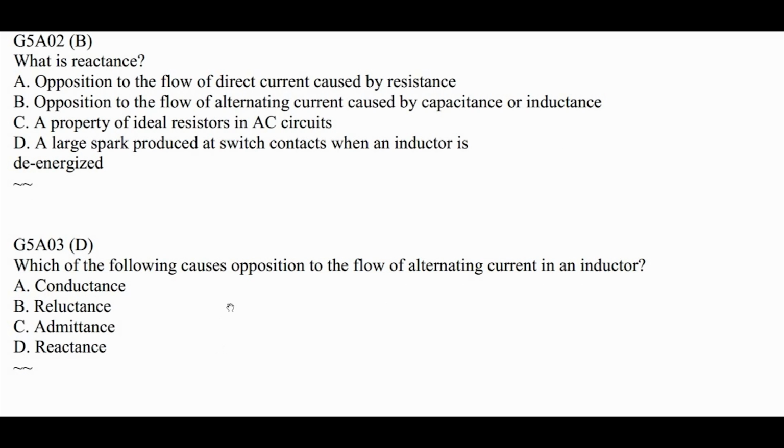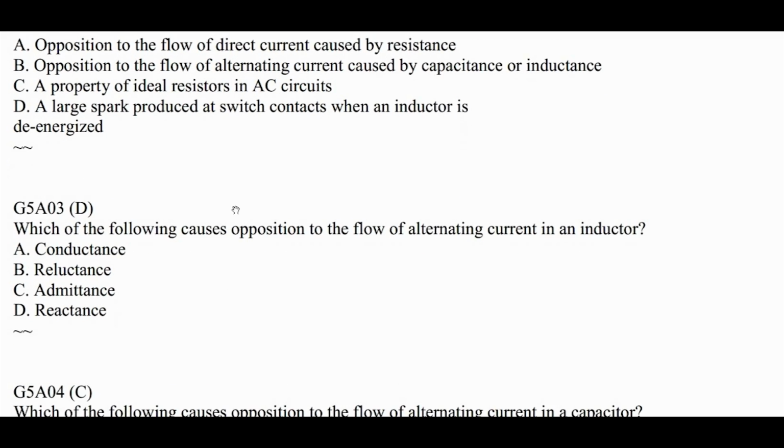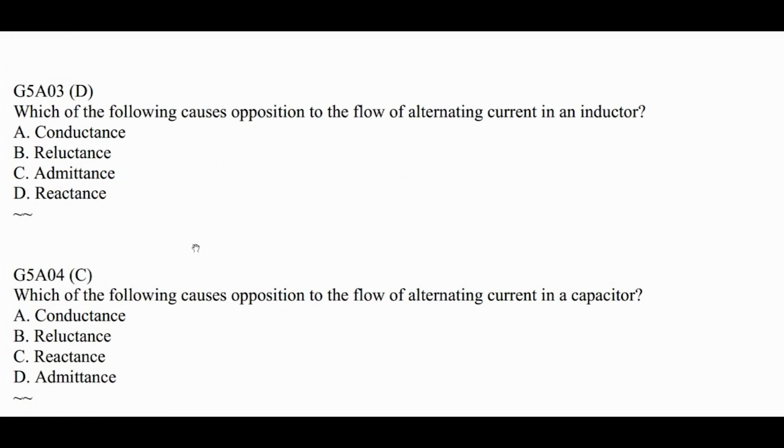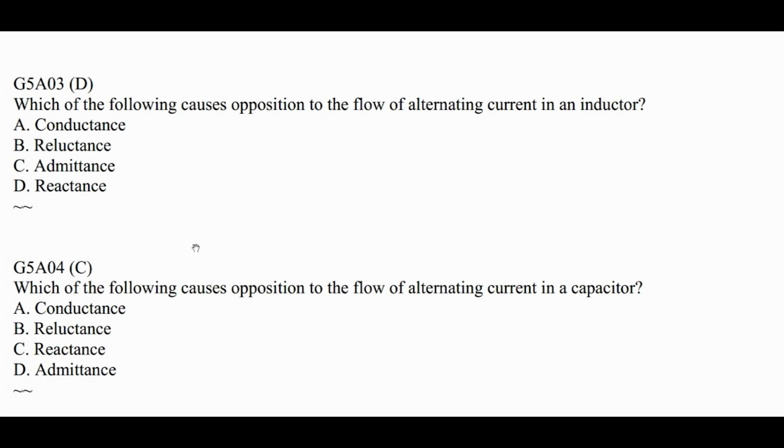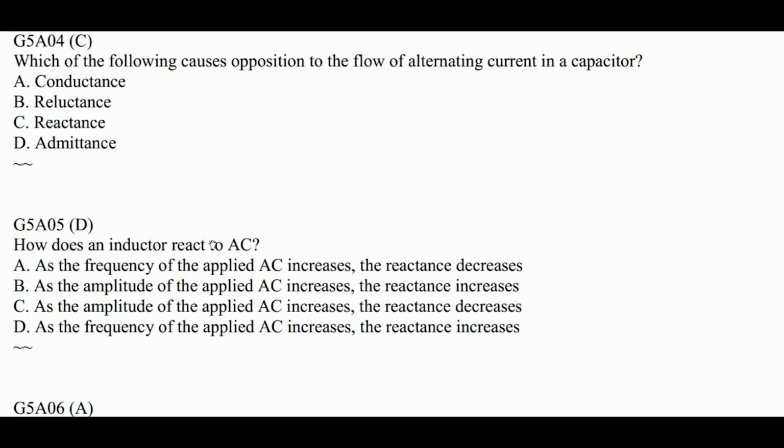Which of the following causes opposition to the flow of alternating current in an inductor? And the answer is reactance. It's reactance. G5A04. Which of the following causes opposition to flow of alternating current in a capacitor? Same answer, reactance. Capacitive reactance, inductive reactance.